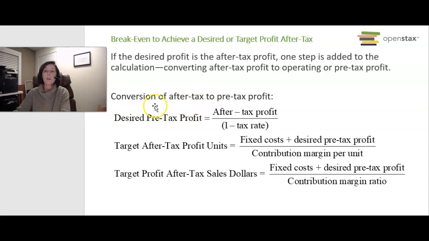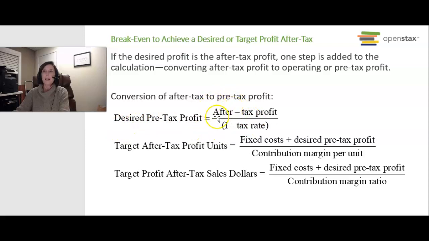So in order to do that, we have to take the desired after-tax profits, and we've got to convert that to a pre-tax number first before we plug that into the formulas we were just using. Now, here's how we do that.